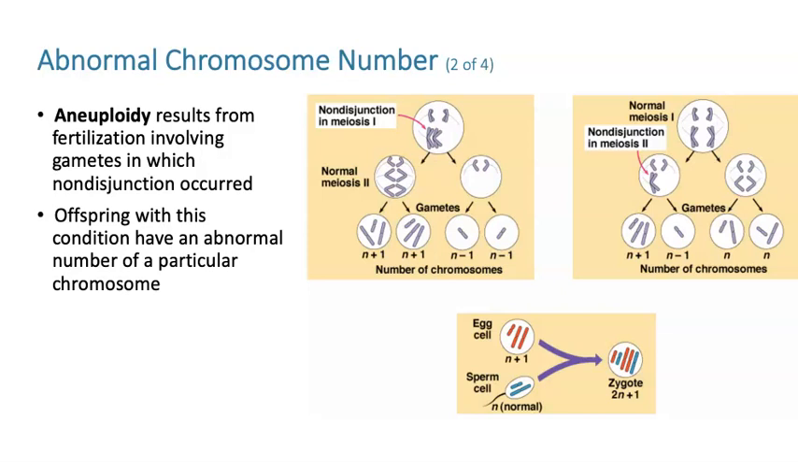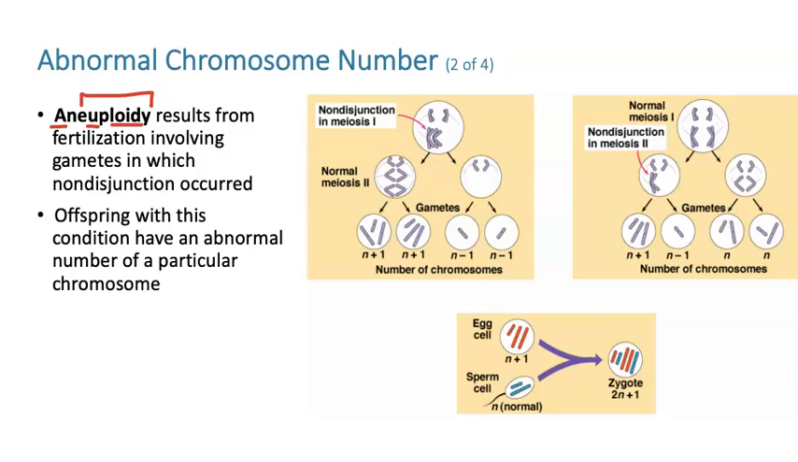It's separating wrong. But the result of nondisjunction is called aneuploidy. To be euploid means to have a true number of chromosomes, so aneuploidy means to not have the true number of chromosomes. Aneuploidy is referred to only after fertilization happens, where two gametes fuse and one of them has undergone nondisjunction.